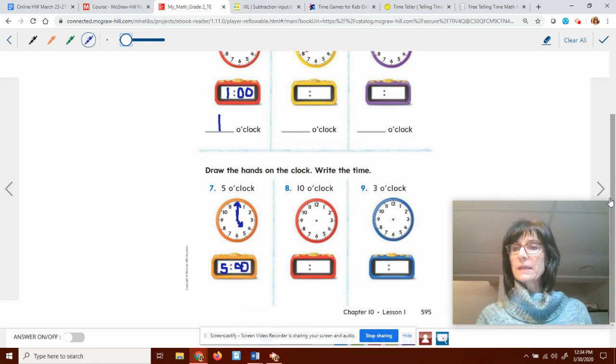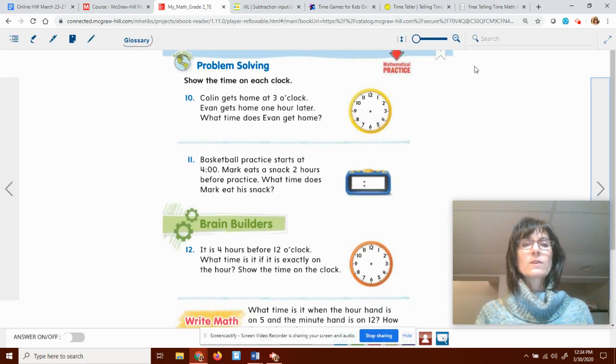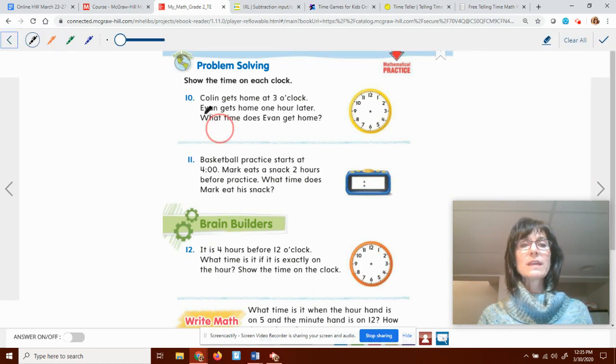All right. Let's go ahead to the next page for problem solving, just to make sure there's nothing tricky. Show the time on each clock. Colin gets home at 3 o'clock. Evan gets home 1 hour later. What time does Evan get home? Use your thinking. Understand you're going to draw on that clock an hour later than 3 o'clock. So when I look at the clock, what comes after 3?